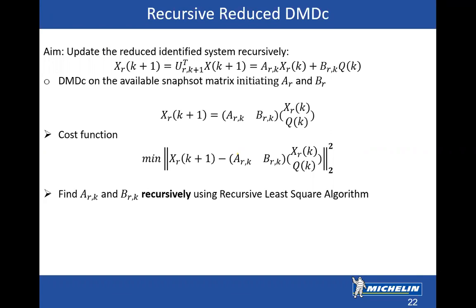First, we say, okay, in the nonlinear Burgers' equation, we had the first 0.18, the snapshots from 0 to 0.18. We use them to initialize the DMDC, and by that we initialize A_r and B_r. Then, as in the formulation before, x_r(k+1) is equal to A_r(k), B_r(k), x_r(k), q(k). This can be written as a cost function to minimize the squared error between x_r(k+1) minus A_r(k), B_r(k), x_r(k), q(k). We know this. We can find again the A_r(k) and B_r(k) recursively using the recursive least squares algorithm.